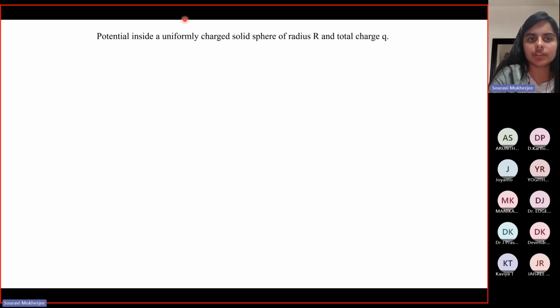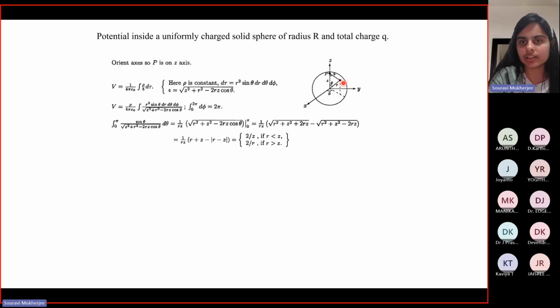So here, what is the potential inside a uniformly charged solid sphere of some radius r and total charge q? You can take a small element on the sphere, and you know that V is given as 1 by 4 pi epsilon rho d tau by r, where r is the distance from the center to this element, and rho is your charge density.